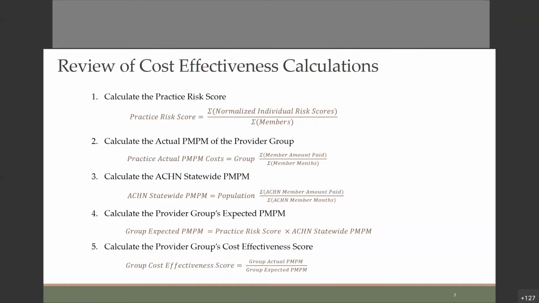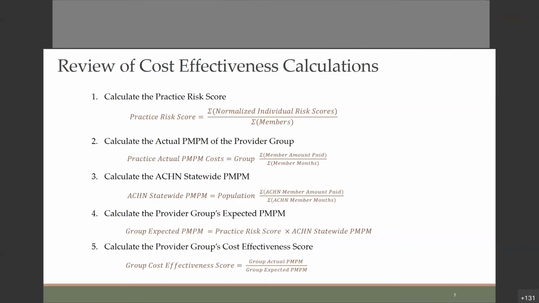Thanks, Kumari. We're going to start with just a review of all of the equations used for the cost effectiveness calculations. And I do want to remind you that all of these equations are on the FAQ document that's on the ACHN website, on the Medicaid website. We first start by calculating your practice risk score, and this is just an average of the normalized individual risk scores. This is where we use MARA risk scores, the Milliman Advanced Risk Adjusters, to risk score every single individual that is attributed to your group.